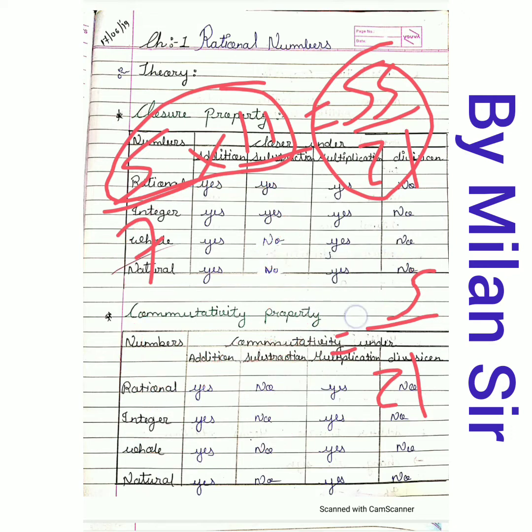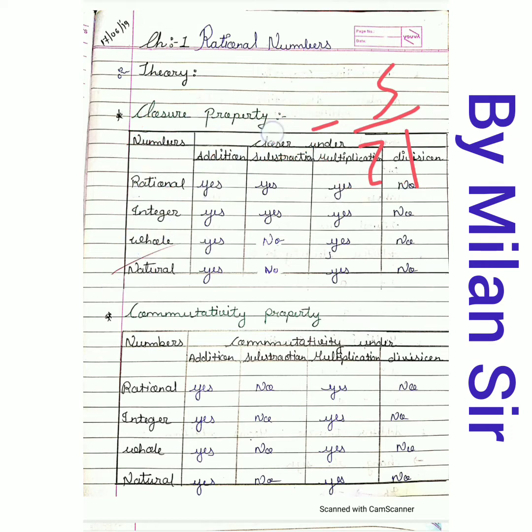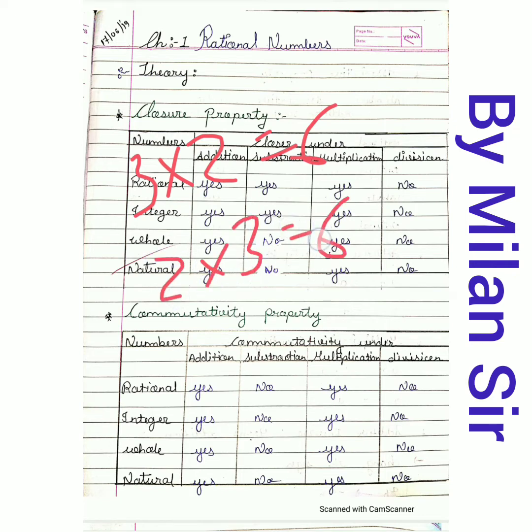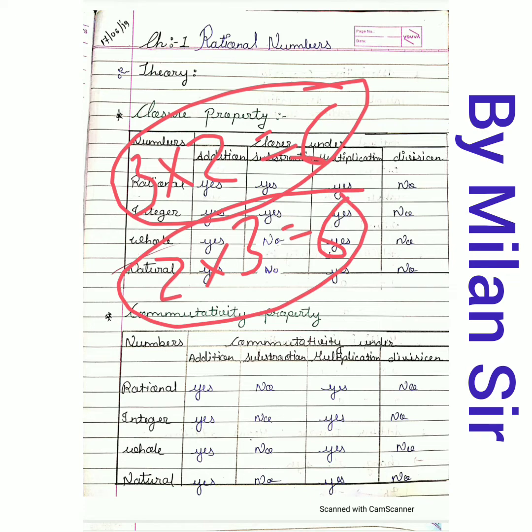So this is the reason that multiplication is commutative for all these four types of numbers. Then let's take an integer number. 3 2s are 6 and same thing, 2 3s are even 6. So this is true for integer, whole and natural. That means for all four types of numbers, multiplication is commutative.